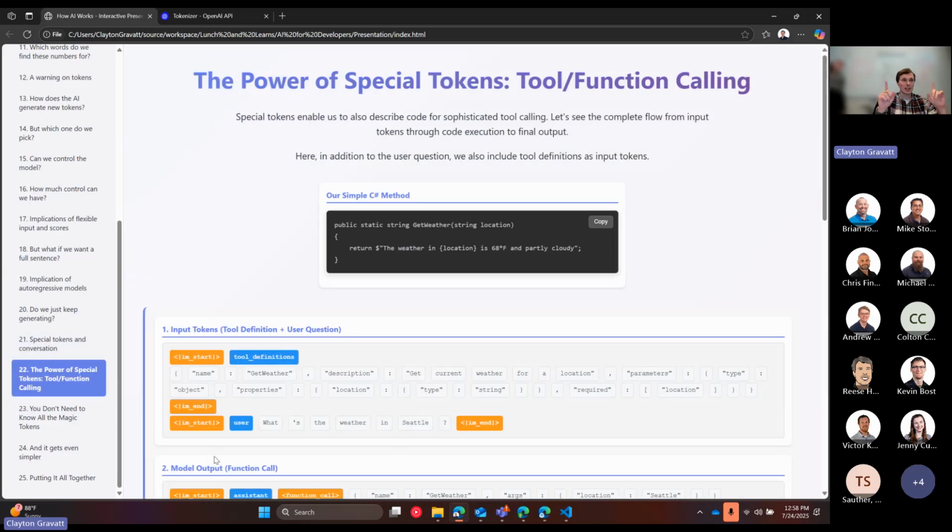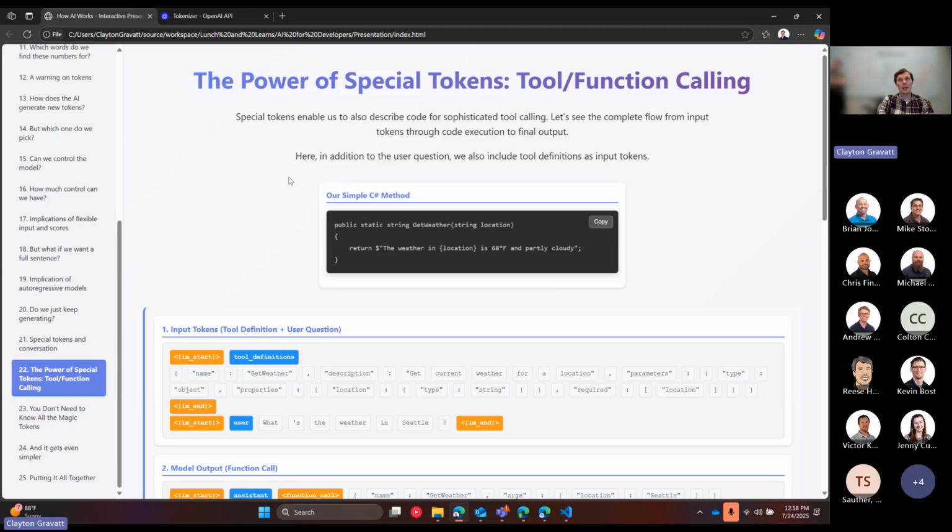Okay, we've made it to slide 22. This is, in my opinion, one of the most powerful uses of these special tokens: something called tools or function calling. I'll use them interchangeably. They allow us to do all kinds of cool things. We can use it to describe code that we want our model to be able to interact with. So let's imagine we have this C# method, get weather, and it takes an input string of location.